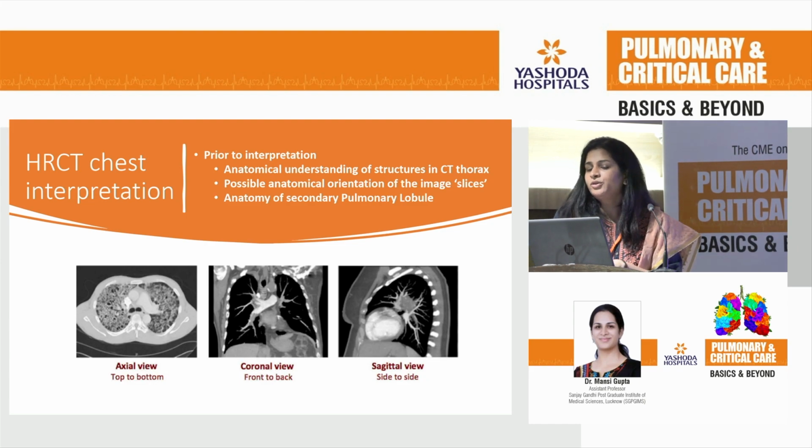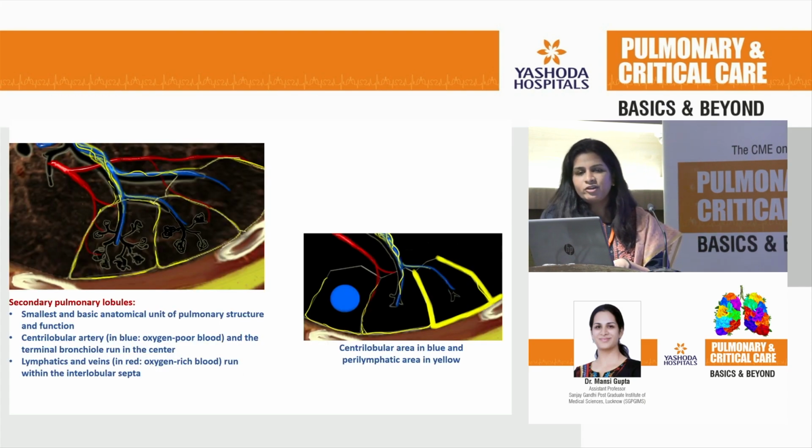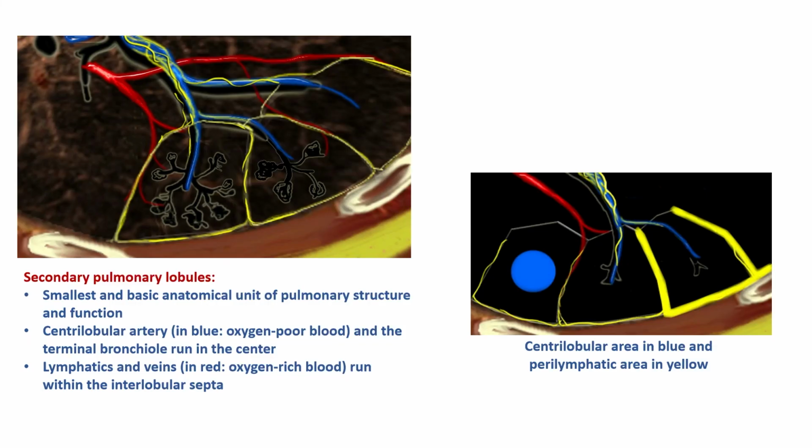And the other thing that you should know about is the anatomy of the secondary pulmonary lobule. What is the secondary pulmonary lobule? This is the smallest functional unit in the lung which can be seen with the naked eye on a CT scan. So this is the structure of the pulmonary lobule. You can see that there is a centrilobular artery in blue. Then there is a terminal bronchiole, the airway that we are talking about. And the lymphatics and the veins are in the interlobular septae, which are in the red and yellow.